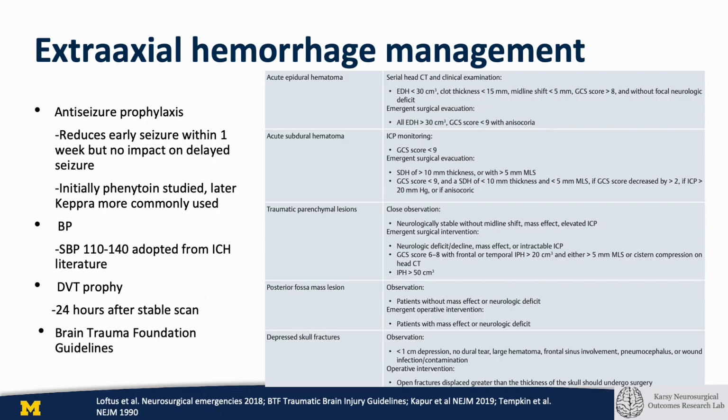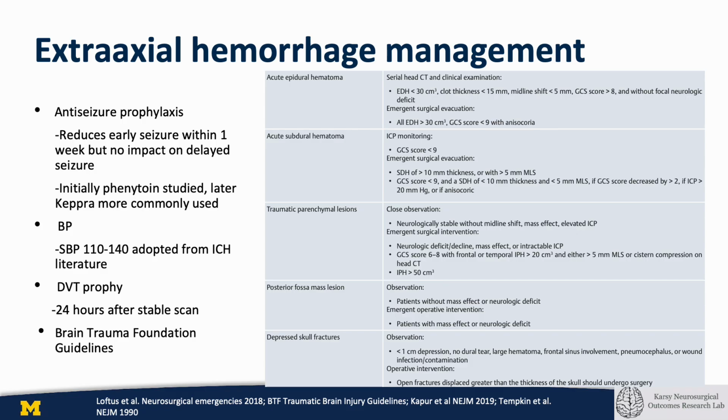Various patterns of extra-axial hemorrhage are shown here, including some of their management. Generally, someone with a traumatic brain injury receives anti-seizure prophylaxis, especially if it's a moderate to severe traumatic brain injury. This reduces early seizures within 1 week, but has no impact on long-term seizures. Initially, the study by Temkin in the New England Journal looked at phenytoin, and later on, other comparative studies looked at Keppra, which has a greater safety profile. So Keppra tends to be used nationally more often.